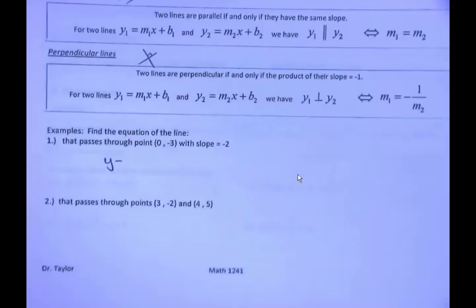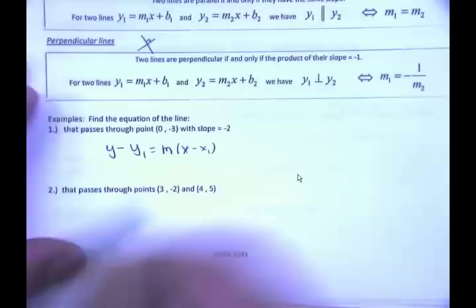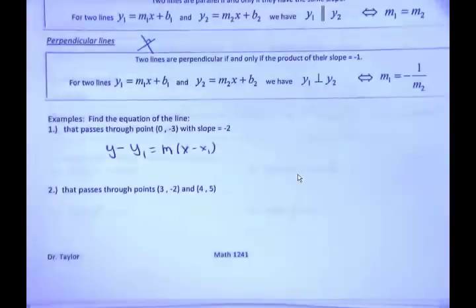Okay. y minus y1 equals m times (x minus x1). To be able to use the point slope formula, you've got to have two things. What are those two things? Don't hurt yourselves. This is math. Math is pretty straightforward. A point and a slope.